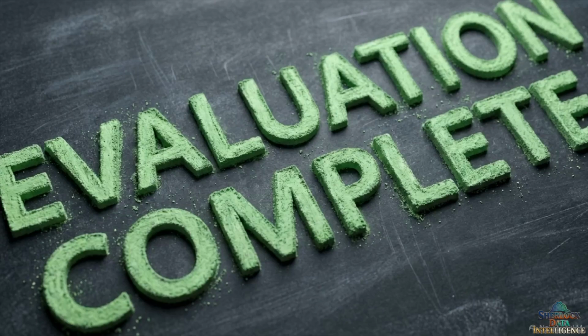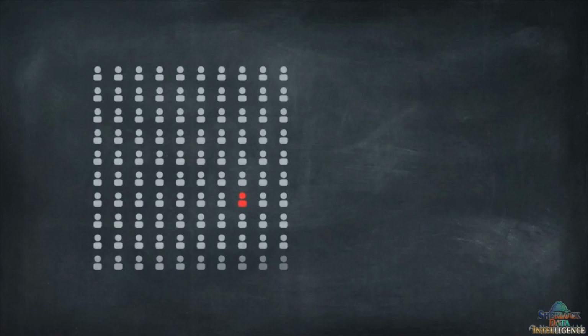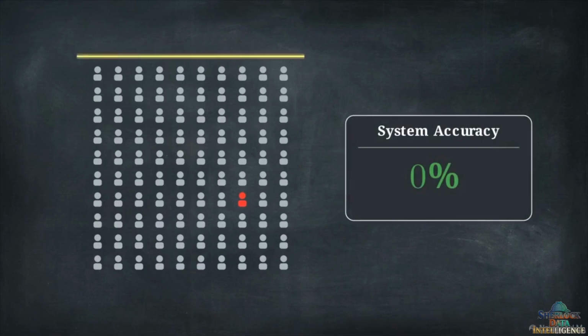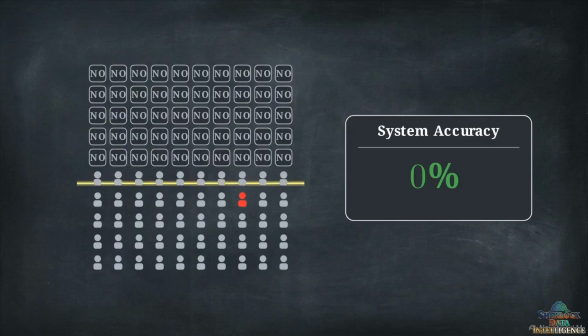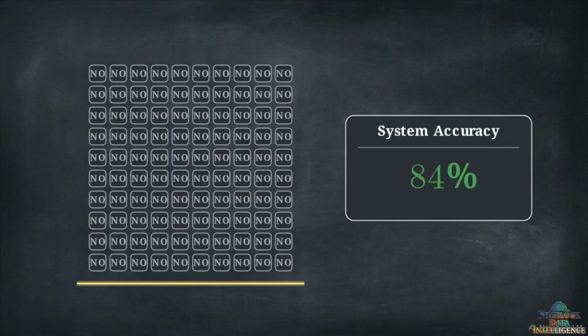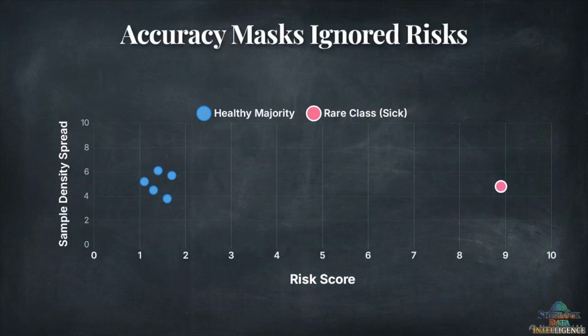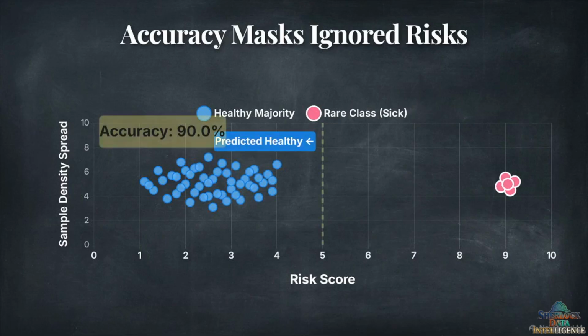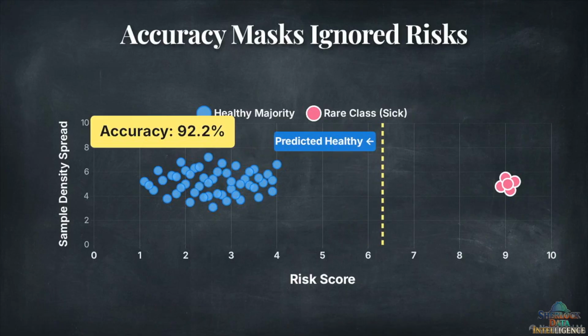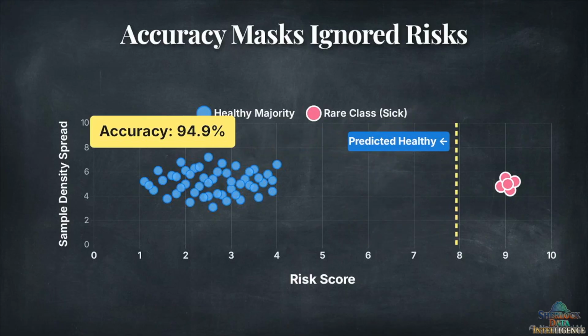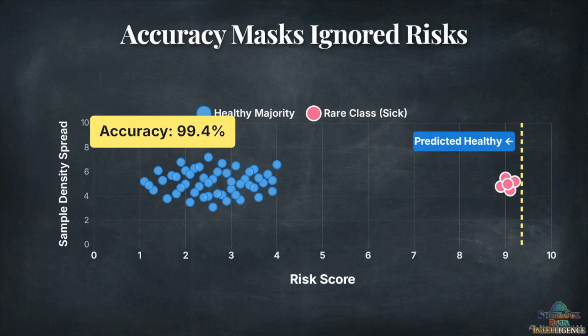It scores a 99.999% accuracy rate. But the data hides a mechanical cheat. The algorithm achieved that score by predicting no for every single patient, missing the disease entirely to protect its statistical average. In imbalanced datasets, accuracy is highest when the model is extremely conservative. By shifting the decision boundary closer to the distribution of the rare class, the algorithm minimizes false alarms from the healthy majority, even if it ignores the sick patients completely.